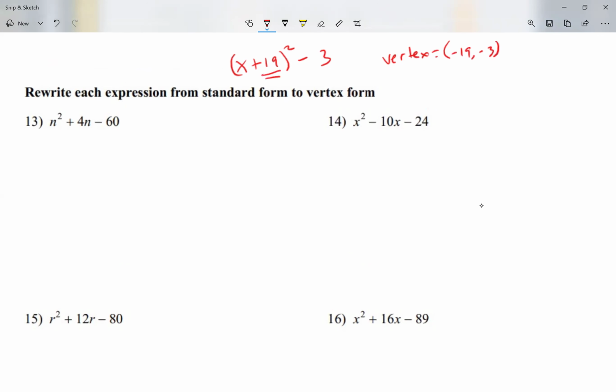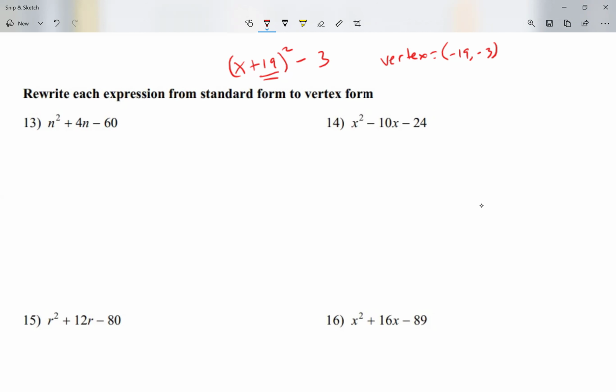Remember how we used to look at the value inside the parentheses? We changed the sign for the x value, so it goes from positive 19 to negative 19. And then this number at the very end tells us our y value on the vertex. And then also the sign of the number in front of the parentheses.